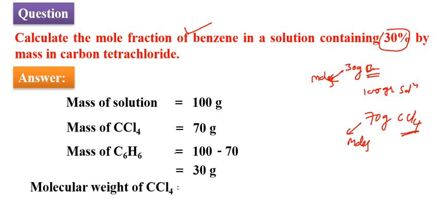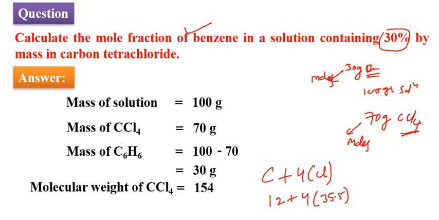Then converting into moles. For that, molecular weight of CCl4: carbon plus 4 times chlorine. Okay, carbon 12, each chlorine 35.5. 35.5, 35.5. 2 means that is 71 plus 71, 142. Yes, 12 plus 142, that will be 154. Okay, molar mass you have to do like this.